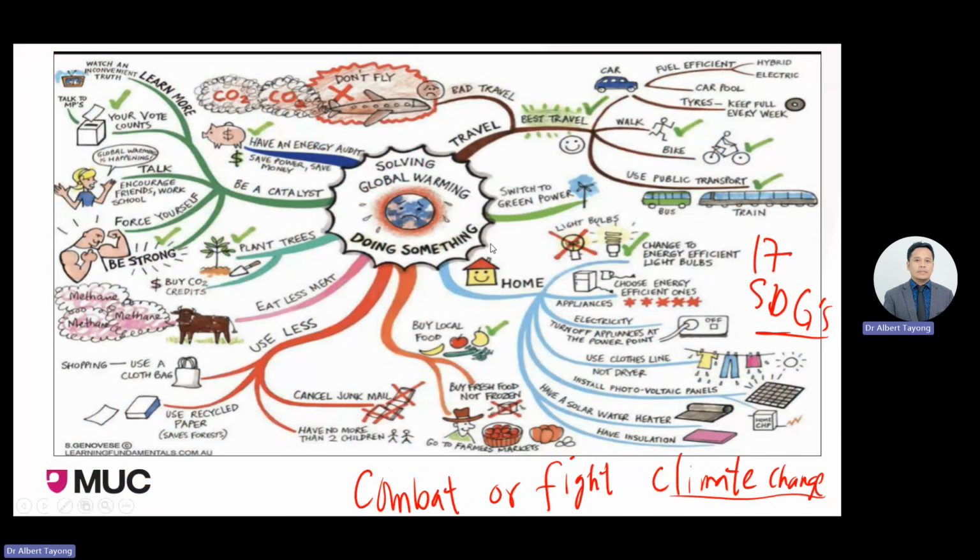So you can talk about things to do at home, travel, green power, energy audit being a catalyst, planting trees and using less, or eating less. So these are just simple ways for us to improve our condition or to combat or fight climate change or global warming.